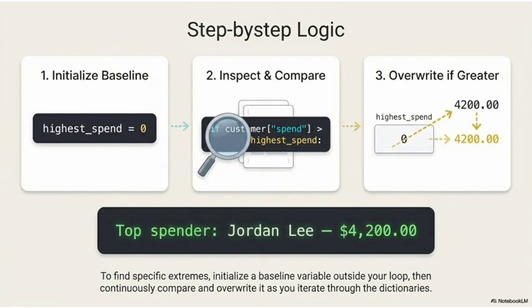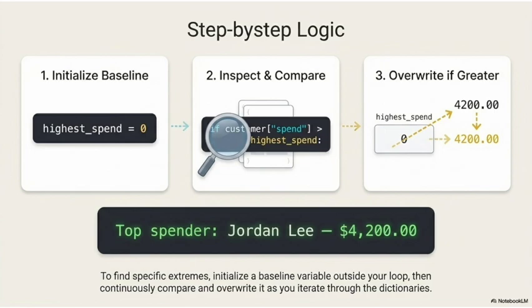Finding the top value across a list of dictionaries uses the same search pattern from the iteration module, adapted to access dictionary fields. Step 1, initialize highest_spend equal to 0 before the loop. Step 2, inside the loop, compare whether customer spend is greater than highest_spend. Step 3, if the current record sets a new record, overwrite highest_spend with the current value. After the loop, highest_spend holds the maximum spend value.